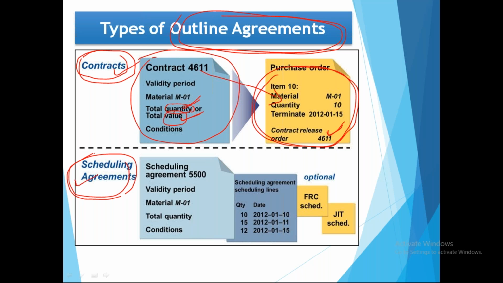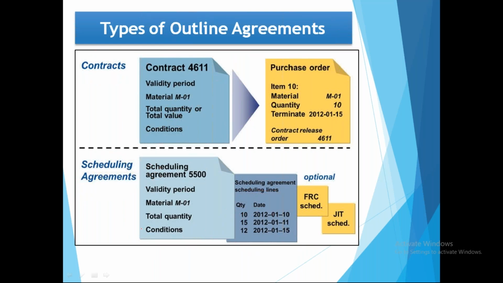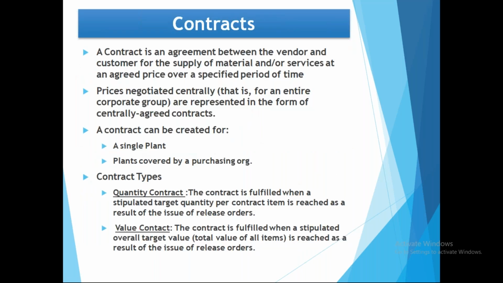Another one is the scheduling agreement. Here in the scheduling agreement, you already have with your vendor the information on which date, how much quantity he has to supply. That data you can also maintain in the scheduling agreement. We will see these two, contracts and scheduling agreement. So what is a contract?